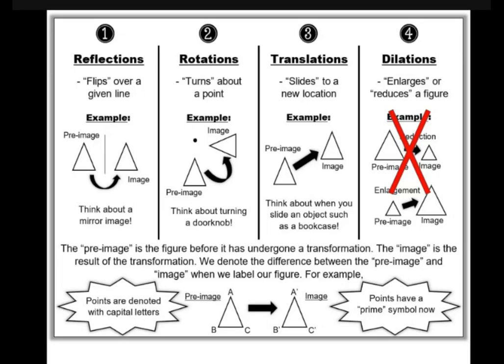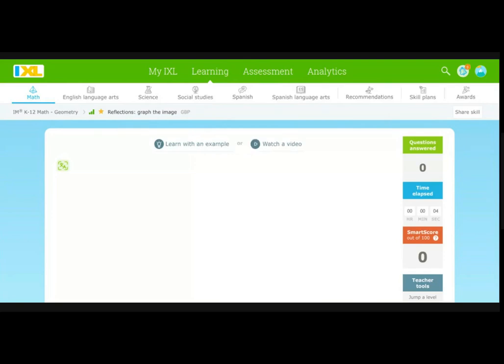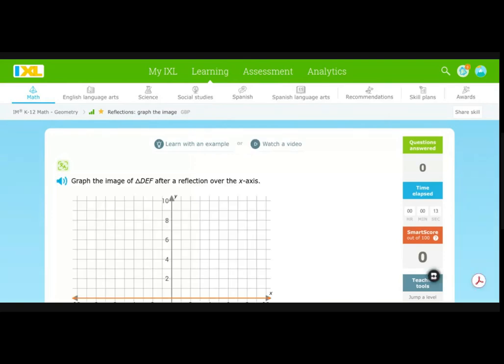When naming your pre-image and image, you will use all capital letters to represent the vertices of the object. Your pre-image will have letters like A, B, and C, and your image will have letters like A prime, B prime, C prime. The word prime is used when you see an apostrophe in this situation. One of the quizzes will focus on your ability to graph the image in a coordinate plane of a reflection, a rotation, and a translation.